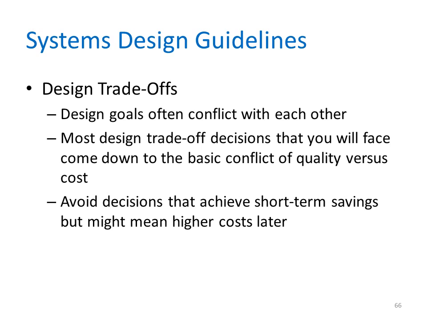You're going to find that design goals often conflict, and you have to consider alternatives and trade-offs. Most trade-off decisions that you're going to face are going to come down to 2 basic issues: quality versus cost. Although every project has a budget and financial constraints, you should avoid decisions that achieve short-term savings but might mean higher costs later. For example, if you try to reduce implementation costs by cutting back on system testing or user training, you can create higher operational costs in the future.